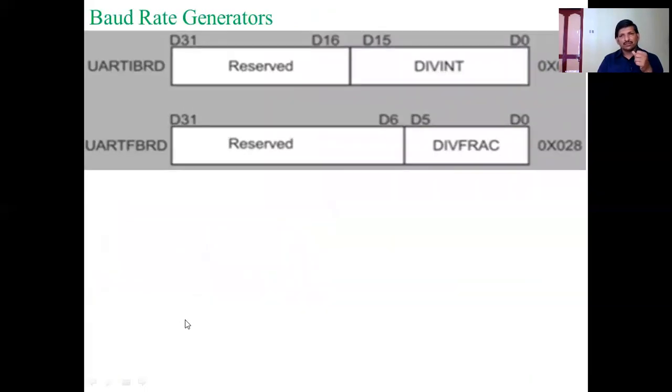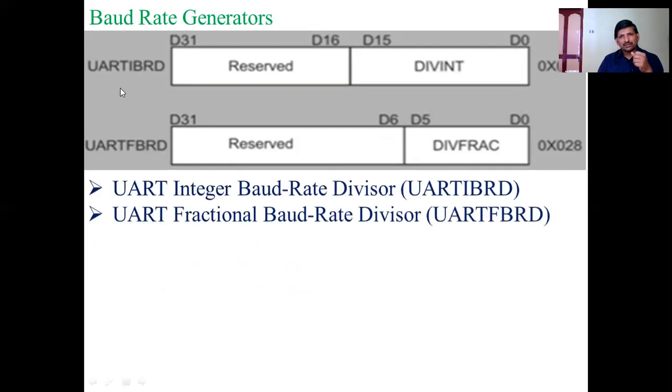Next, baud rate generators. Here 2 baud rate generators are there. One is the UART integer baud rate generator, where I means integer, for generating the integer baud rates. By dividing the integers, we are providing the integer baud rates. Similarly, if you want to provide fractional baud rates, we are dividing the system clock with the fractional part.